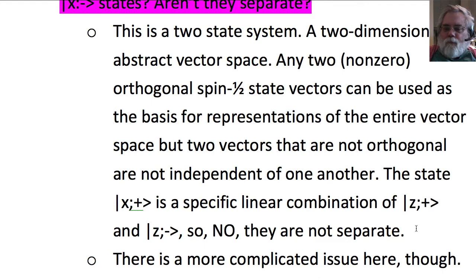They look like we write them differently, but they can't be separate. It's only a two-dimensional space. So they look like they're written separately, but they are not independent. They are not physically orthogonal. And that's how you can feed in Z plus and get out X plus.